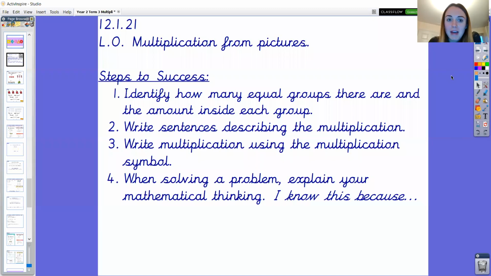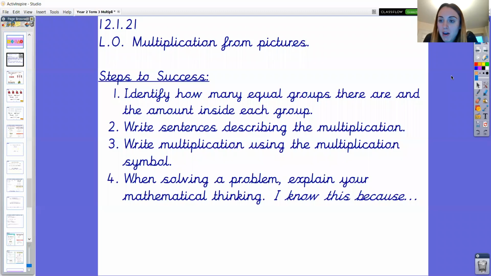So this morning in maths, we are going to be focusing on multiplication from pictures, building on from yesterday's learning of using the multiplication symbol. So please can you pause the video here and write the short date and learning objective.